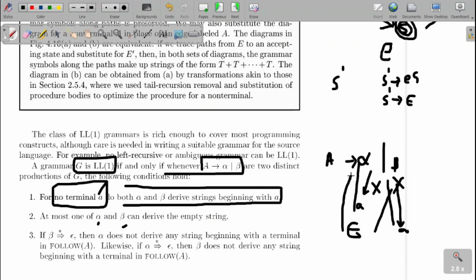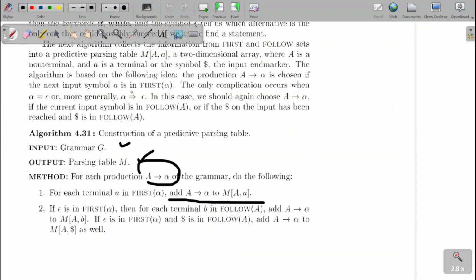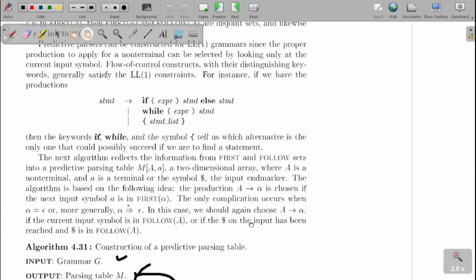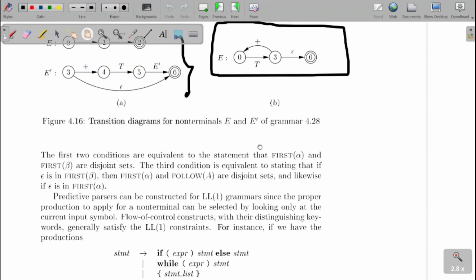Then the third one: if beta derives epsilon in zero or more steps, then alpha does not derive any string beginning with a terminal in FOLLOW(A). If we get that in FOLLOW(A), again it is a collision. This is what happened: S' is deriving epsilon, and FOLLOW(S') has E, because of which I am able to get that collision. If these conditions are satisfied, then only the grammar is said to be in LL(1); or else the grammar is not in LL(1).